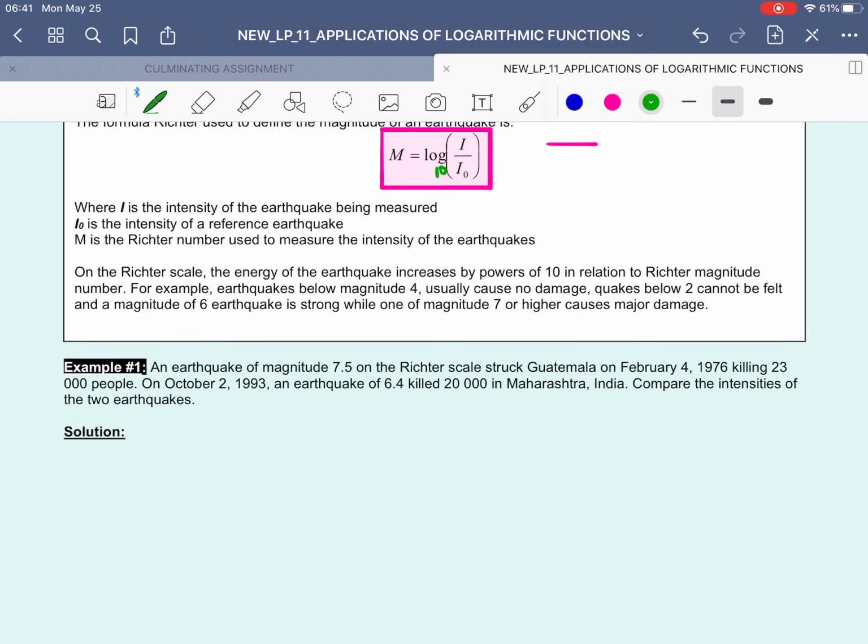An earthquake of magnitude 7.5 on Richter scale struck Guatemala on February 4th, 1976, and it killed 23,000 people. On October 2nd, 1993, an earthquake of magnitude 6.4 killed 20,000 people in Maharashtra, India. We have to compare the intensities of the two earthquakes. So here I'm going to build two charts actually. So here goes Guatemala.